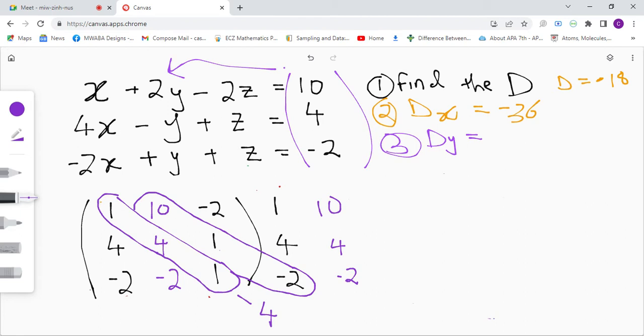10 times 1, that is 10. And then 10 times -2, that's -20. Then go to this next diagonal. -2 times 4, that's -8. -8 times 2, that's +16.